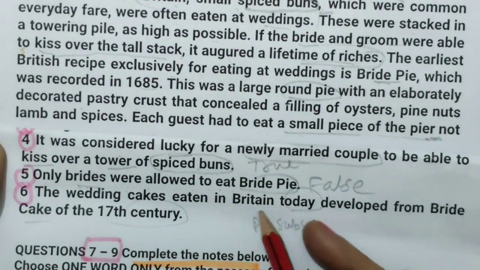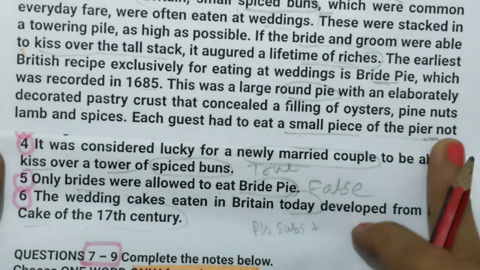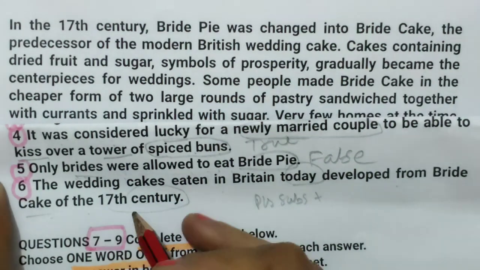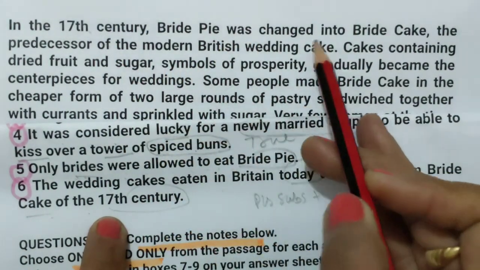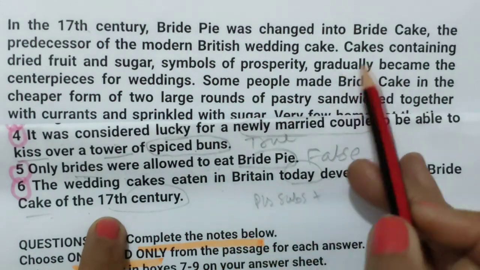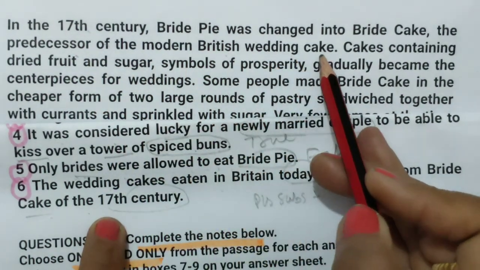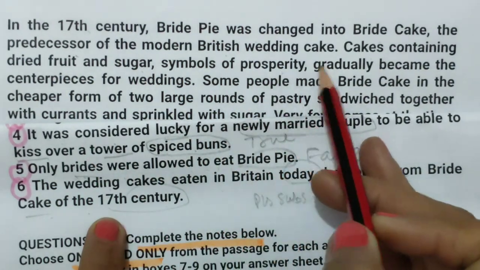The wedding cakes eaten in Britain today developed from bride cake of the 17th century. Okay, let's move to the next page. See this next, 17th century, I have got in the next paragraph. In the 17th century, bride pie was changed into bride cake, the predecessor of the modern British wedding cake. Cakes containing dry fruit, sugar, symbols of prosperity.